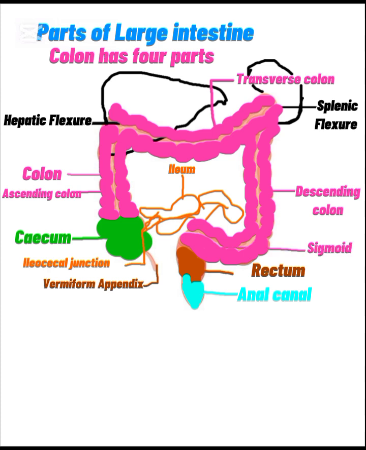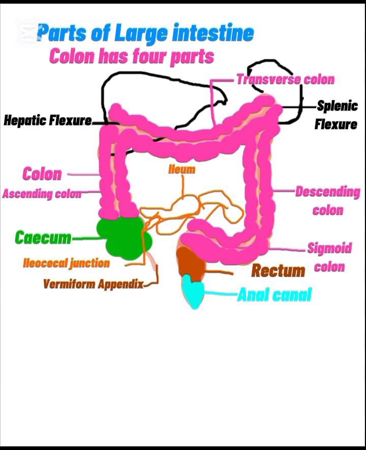It is known as sigmoid colon. Sigmoid colon is the last part of the colon. It is S-shaped and goes downward to form the rectum. Rectum is a slightly dilated portion of the large intestine of about 13 centimeters long. It leads from the sigmoid colon and ends at the anal canal.